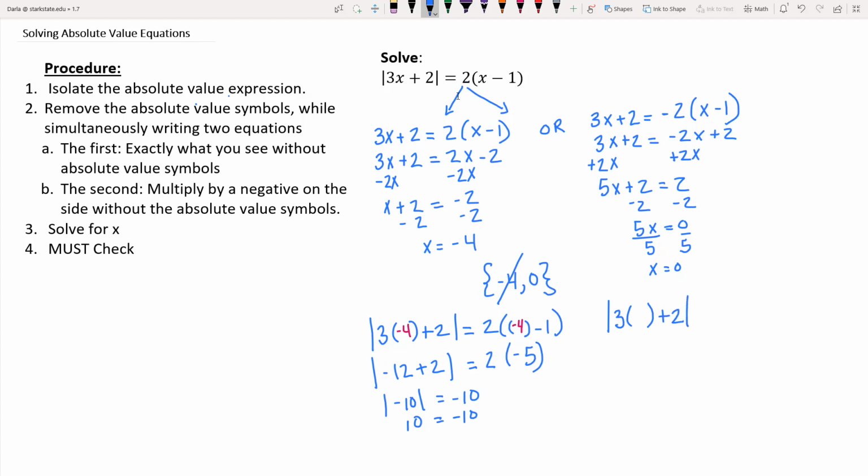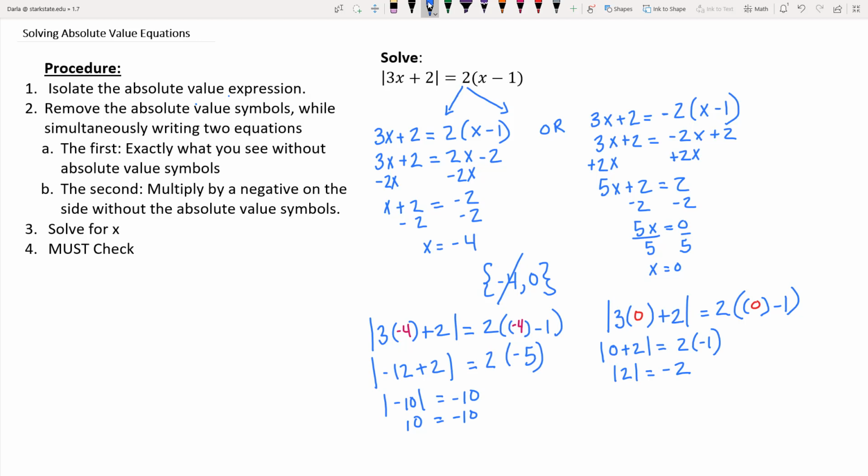So again, I'm going to write my original equation with the absolute value symbols, but I'm going to plug in 0 for my x. And then go ahead and simplify. So this is the absolute value of 0 plus 2 equals 2 times 0 minus 1, which is negative 1. So 0 plus 2 is 2. The absolute value of 2 equals negative 2.